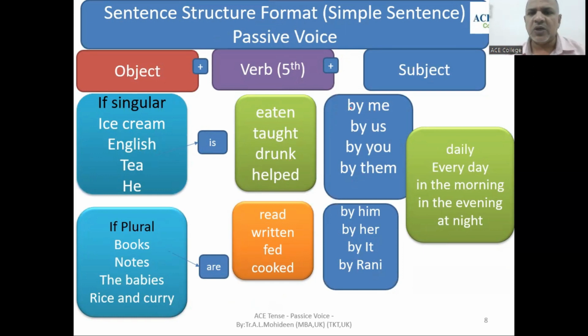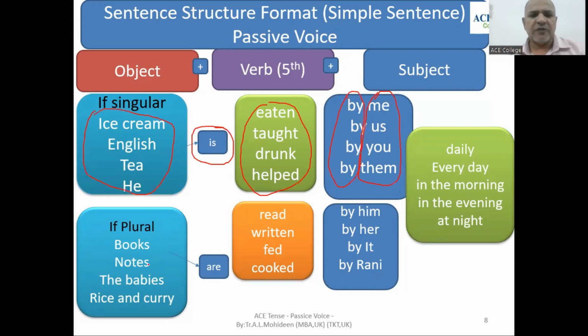Then the subject, now you have to add by me. I into by me. We, by us. You, by you. They, by them. You change them into object form. From subject, you change into object place. Right? So you have to remember when you bring the subject to the object side, you have to add by. This is important. And then you have to change the subject pronoun into an object pronoun. This is also important. And you have to remember is should be added with the fifth form if the object is singular.